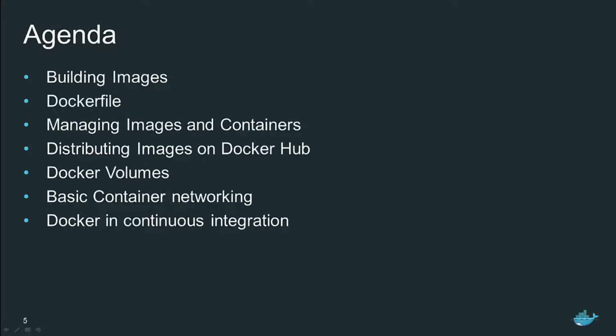Right, what's in store in this course? We'll start by learning how to build our images, and there's 2 ways we can do that. We can commit the changes we make in a container, or we can write a Docker file. We'll look more into managing our images and containers and how to upload our images to Docker Hub. Then we'll look at mounting volumes in our images and some basic container networking and how we can integrate Docker into your continuous integration process.